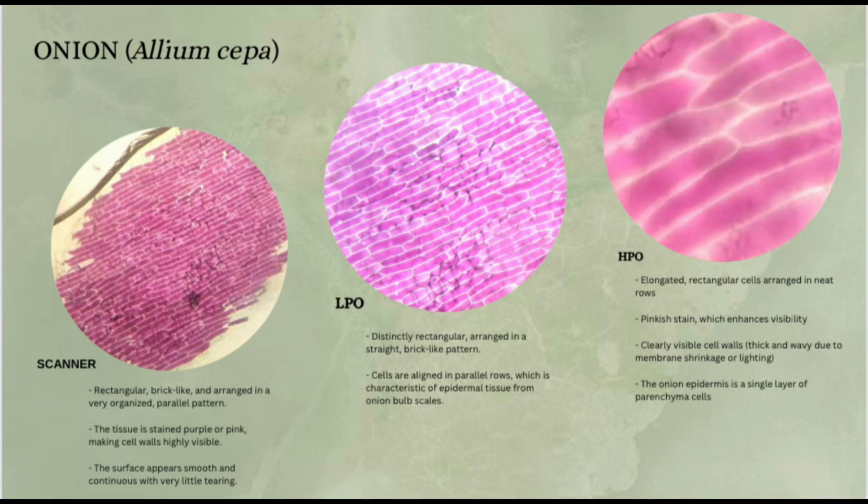In the LPO, the cells are distinctively rectangular, arranged in a straight, brick-like pattern. Cells are aligned in parallel rows, which is characteristic of epidermal tissue from onion bulb scales. In the HPO, the cells are elongated and rectangular, arranged in rows. There is a pinkish stain, which enhances visibility. Cell walls are clearly visible, thick and wavy due to membrane shrinkage or lighting. The onion epidermis is a single layer of parenchyma cells.